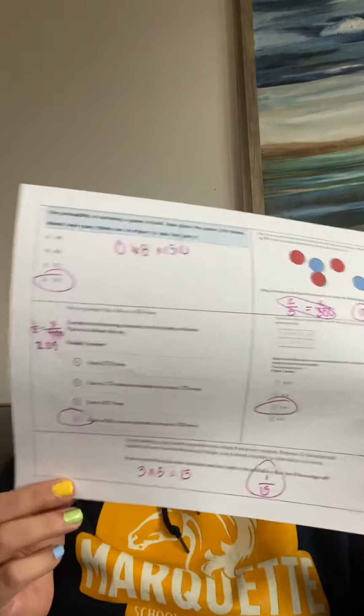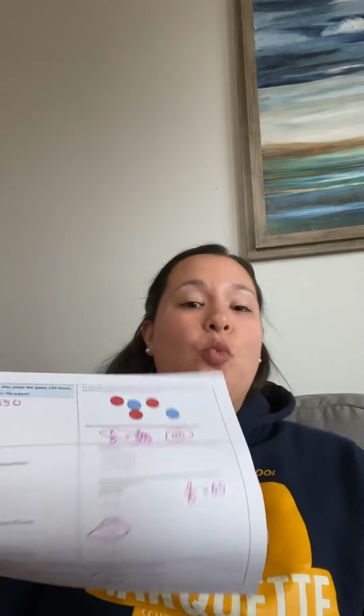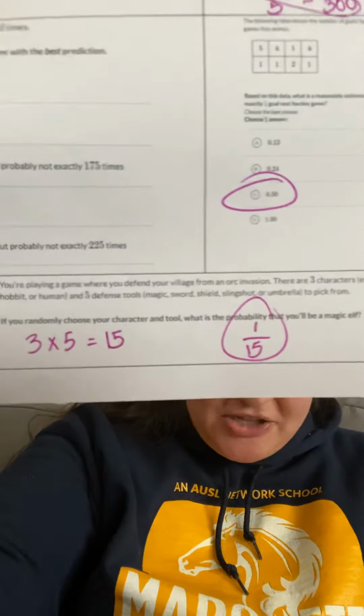All right, last one on the page down here. There's 3 characters, elf, hobbit, human, and 5 defense tools. What is the chance of being a magic elf? So what we have to do is figure out how many total options there are. Since there's 3 characters and 5 defense tools, 3 times 5 is 15. And so 1 out of 15 times you're going to be the magic elf.